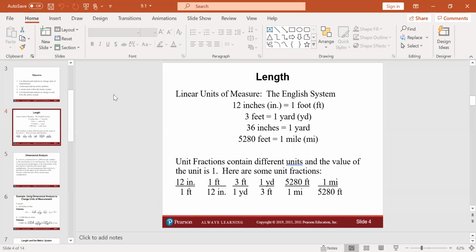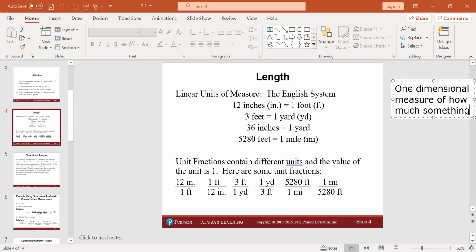So, some of the linear units of measure. And what do I mean by linear? I mean length, which is a one-dimensional measure of how much something takes up physically. How much of the physical world does something inhabit? And it can do so in 1, 2, or 3 dimensions. Now, we live truly in 3 dimensions, but when you're talking about length, you're just talking about one dimension.